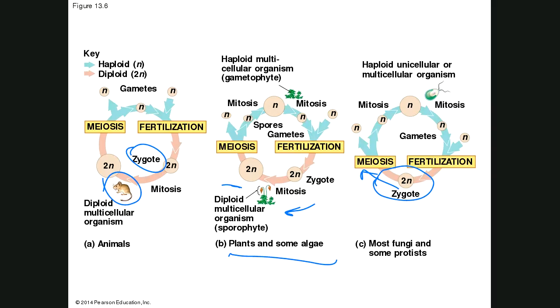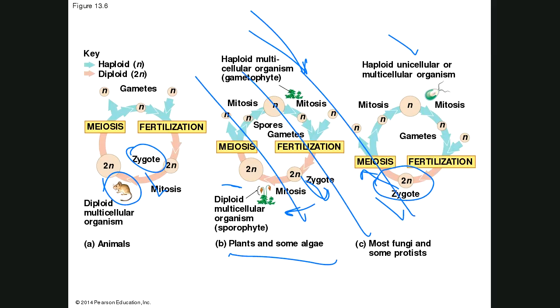So you got a diploid zygote, but you also have a multicellular gametophyte, and then single-celled zygote and single-celled gametes. Okay? All right. Don't worry too much about this. It's the main idea that I want you to focus on. Just wanted to let you know there's different ways of doing things.